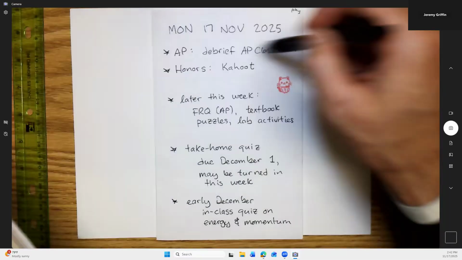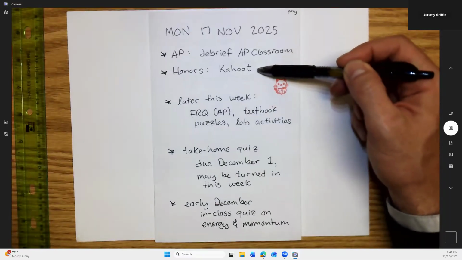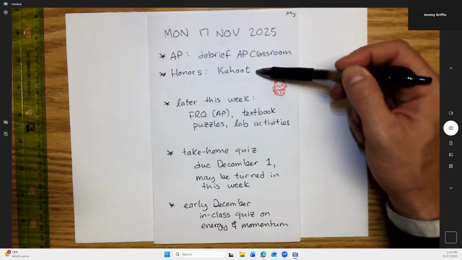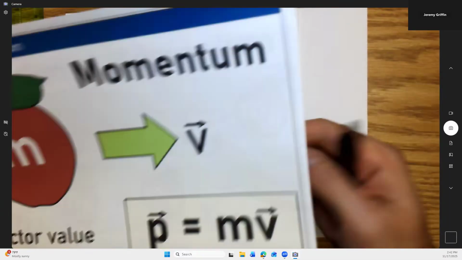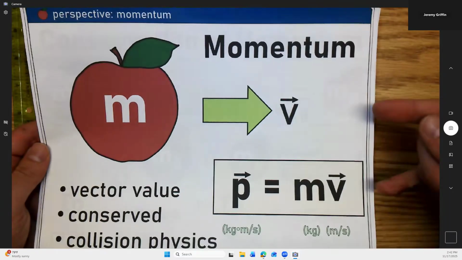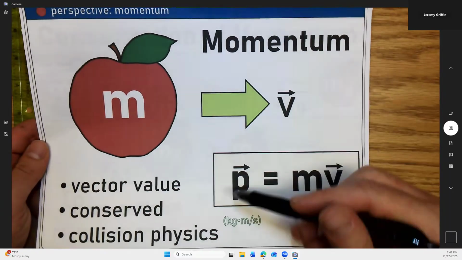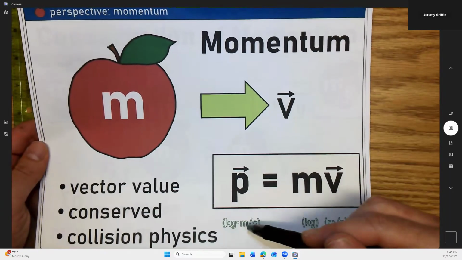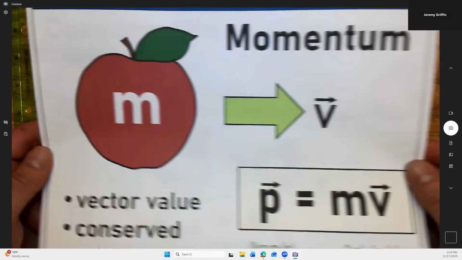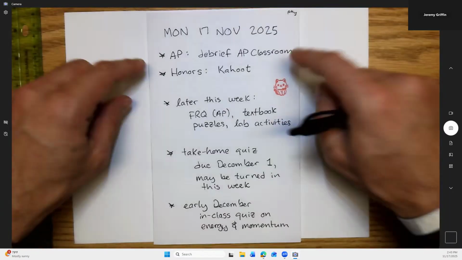Okay, so first, don't worry about AP. I'm doing a Kahoot with you guys, so a bunch of conceptual type questions. I'll do a quick review with you guys. This is going to be on momentum. You guys remember momentum is mass times velocity. This is a vector value. It's conserved in closed systems, and you apply it to collision physics. Right, so hang on to that idea. Do a review. We'll do a Kahoot.